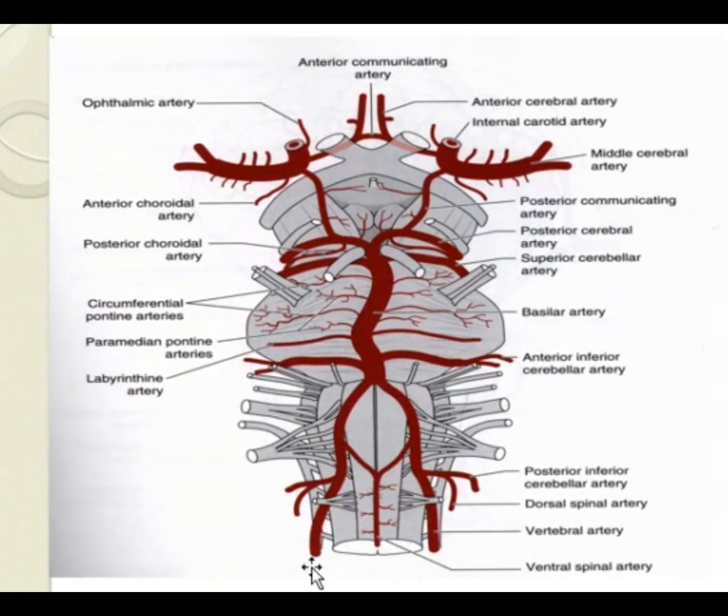Now, these are the two vertebral arteries which enter the cranial cavity through the foramen magnum. And they are moving on the lateral aspect of the medulla oblongata. This is the medulla oblongata. You can see the cranial nerves which are coming out from it. Now, these two vertebral arteries are going to give off the posterior inferior cerebellar artery.